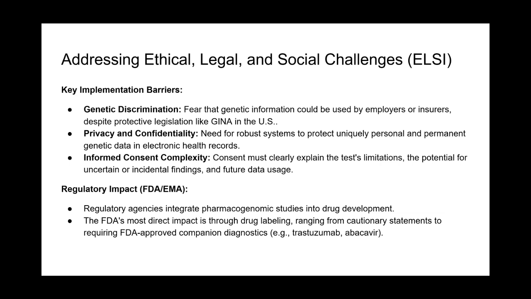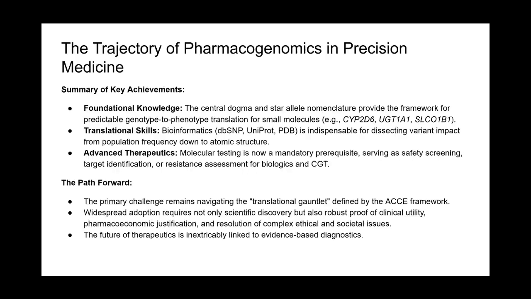Finally, one of the most significant areas of regulatory impact is drug labeling. Depending on the strength of the evidence, a drug's label may include pharmacogenomic information. This information can range from cautionary statements to recommendations for genetic testing. In some cases, it may even require testing with an FDA-approved companion diagnostic before the drug is prescribed, as seen with medications such as trastuzumab and abacavir.